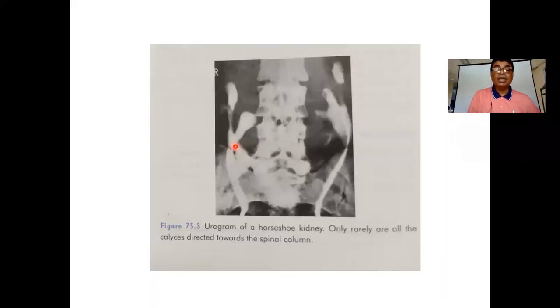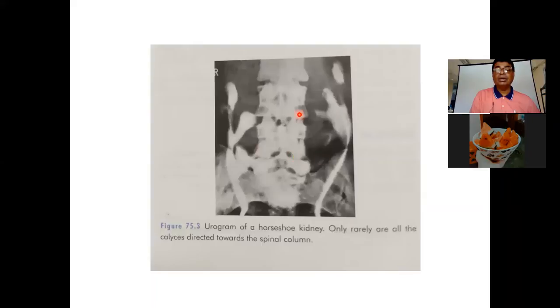Okay, but here this is also an IVU of the horseshoe kidney, and you see this is the sacral part, sacrum. That means the kidney is much lower down in the lumbar region. Okay, this is the lumbar 1 vertebra, 2nd vertebra. So the kidney is here, in a much lower down position, and the calyces are facing medially and upwards.